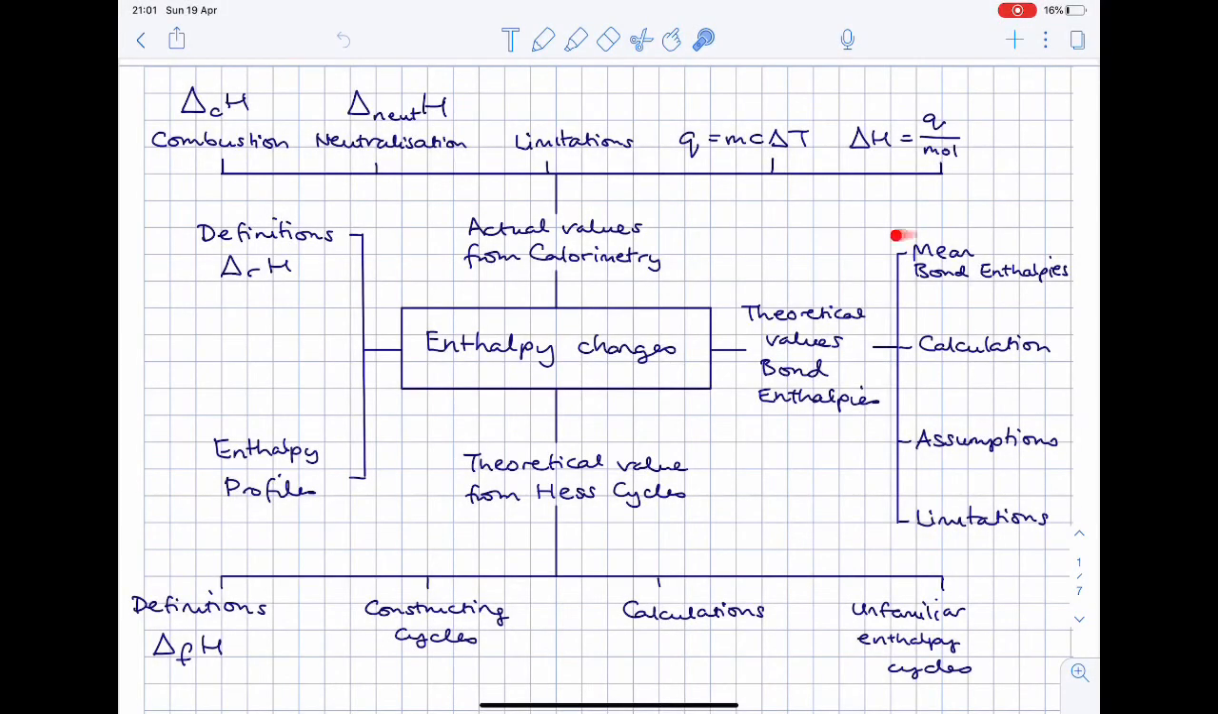So we now covered the last part of the enthalpy changes topic, and we looked at how we can use bond enthalpies to predict the value of enthalpy change of a reaction, which is a theoretical value. Using bond enthalpies to predict the enthalpy change of a reaction will give us a different value to using Hess cycles, because the data we're using in the two different cases are different. And these will be different from the actual measured values using calorimetry in real life.